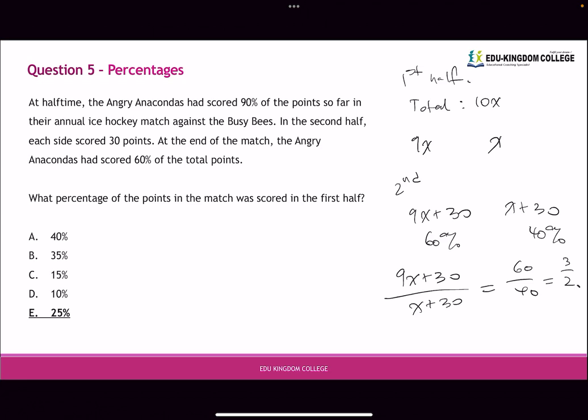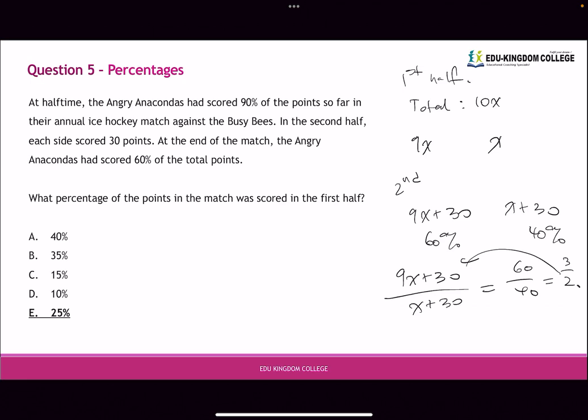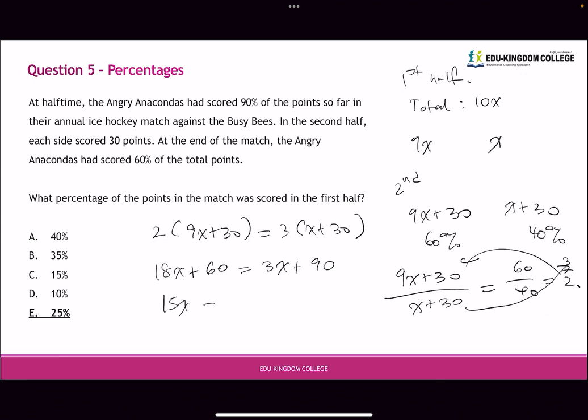Okay, now if we cross multiply, if we move the 2 up here and the x plus 30 up here, then we're going to get 2 times 9x plus 30 equals 3 times x plus 30. Okay, what that's going to give me is 18x plus 60 equals 3x plus 90. Now 15x, if I move this over, equals 30, so x equals 2.